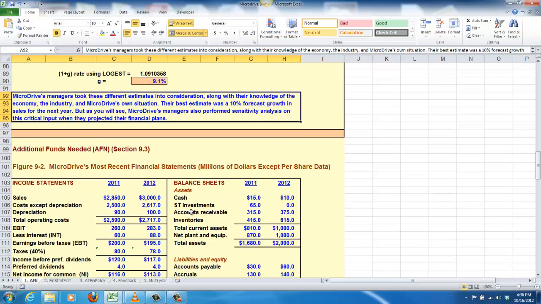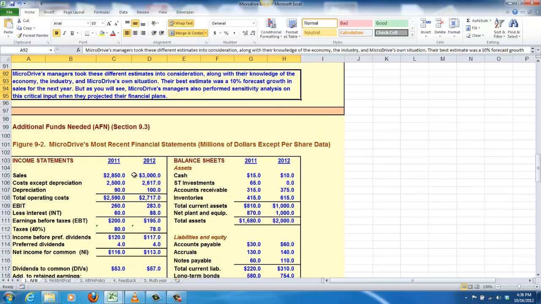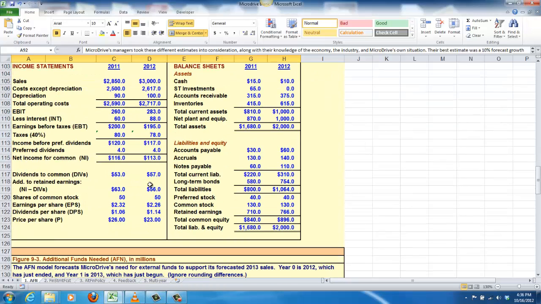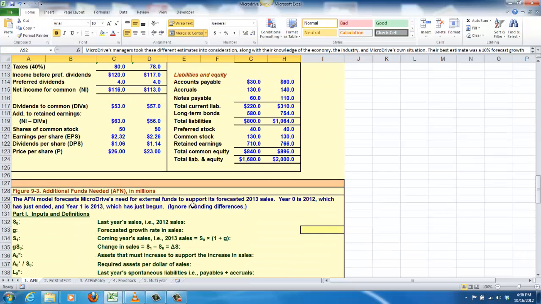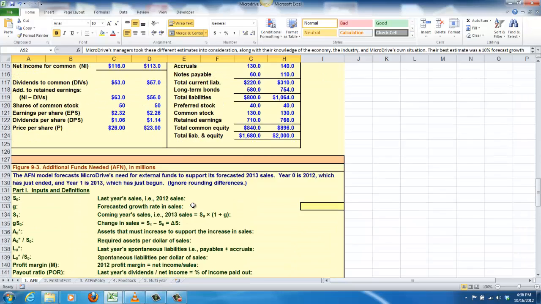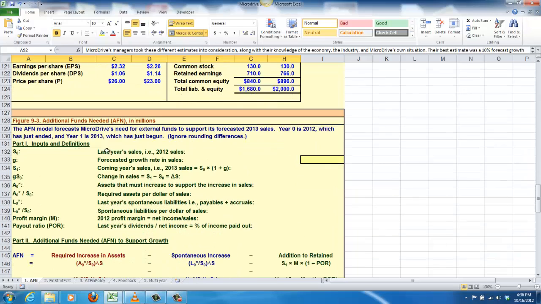In the next section here we have the most recent financial statements, 2 years of financial statements, and I'll provide these in this manner for your assignment. Essentially, you can take a financial statement and just put it in here, and I'll provide that for you. Down below, we figured up a sales growth rate. Now we need to calculate the additional funds needed. The additional funds needed are those additional funds necessary to purchase the resources necessary for growth.